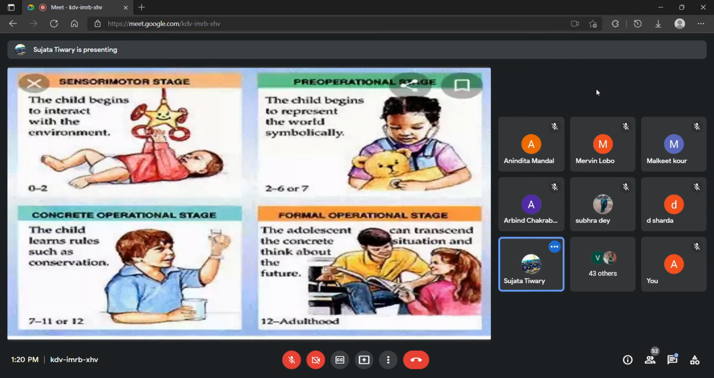Now, when they are 10 months, 11 months, they learn crawling, standing, walking, and even running.